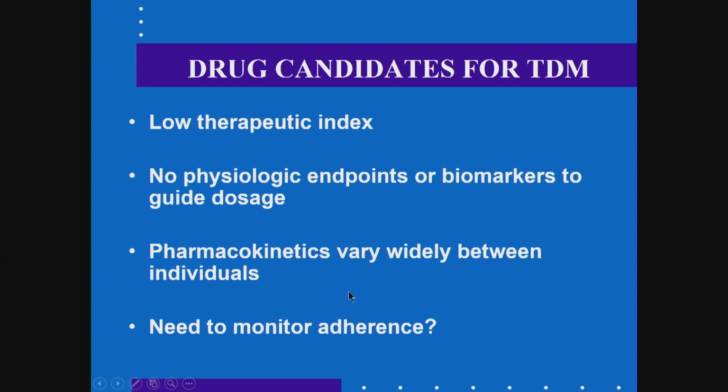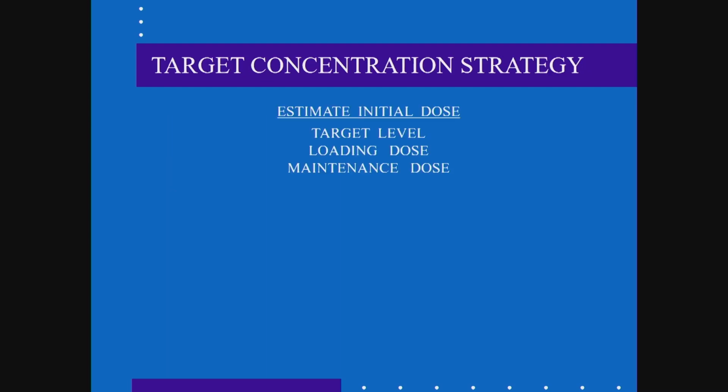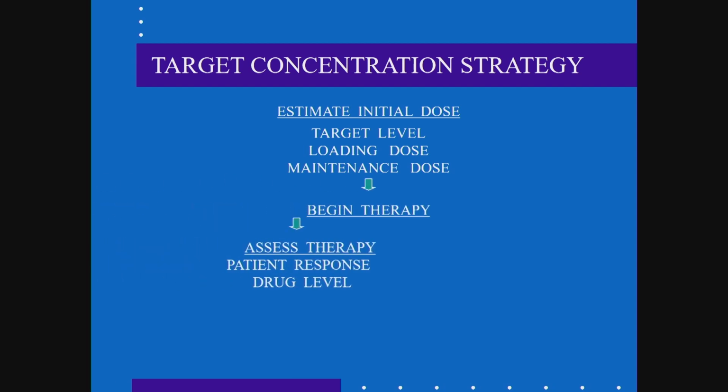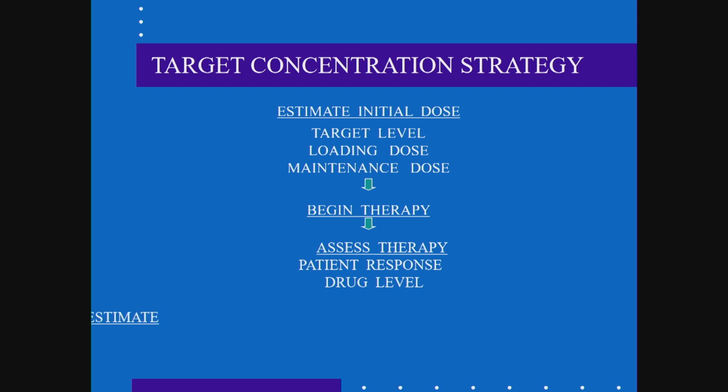We already stated that pharmacokinetics vary widely between individuals. So if you have a target concentration, then you can adjust doses on an individual basis. Occasionally, we may use a measurement of plasma drug concentration to monitor adherence, but there are some issues with this approach as well. So let's see schematically then what happens when using the target concentration strategy.